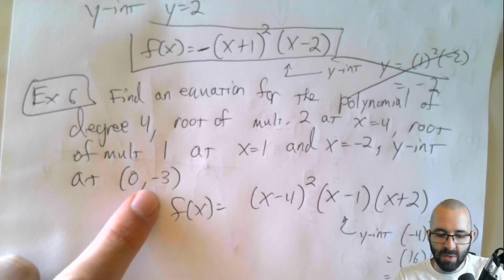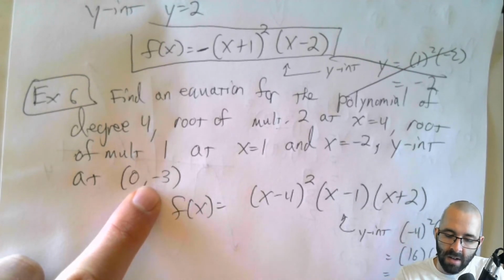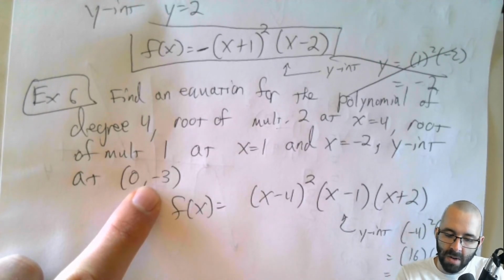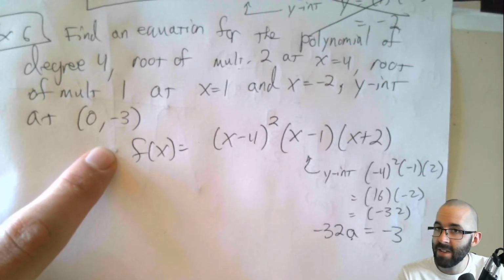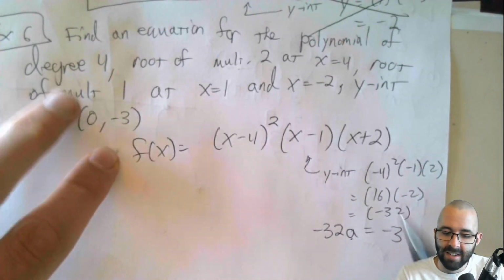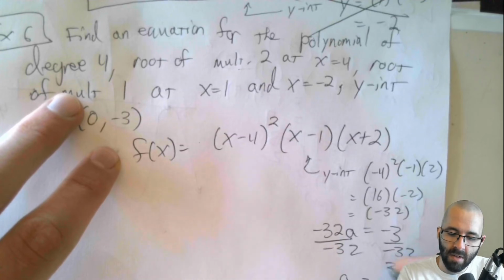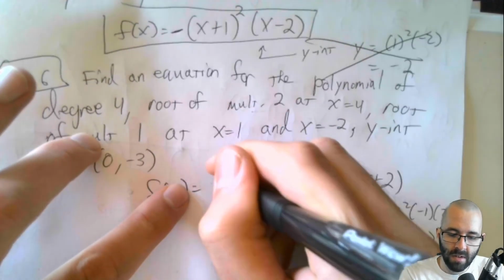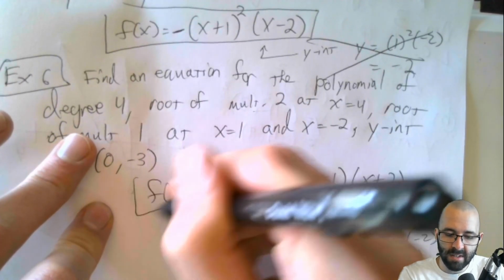We wanted the y-intercept to be -3. So what do we have to multiply this by to get -3? -32 times what number is going to be -3? Because that number is what we put right here. I don't know what number that is, but I can solve for it. To solve for a, you divide both sides by negative 32. A will be 3 over 32, which is a weird looking number. It makes me a little nervous.